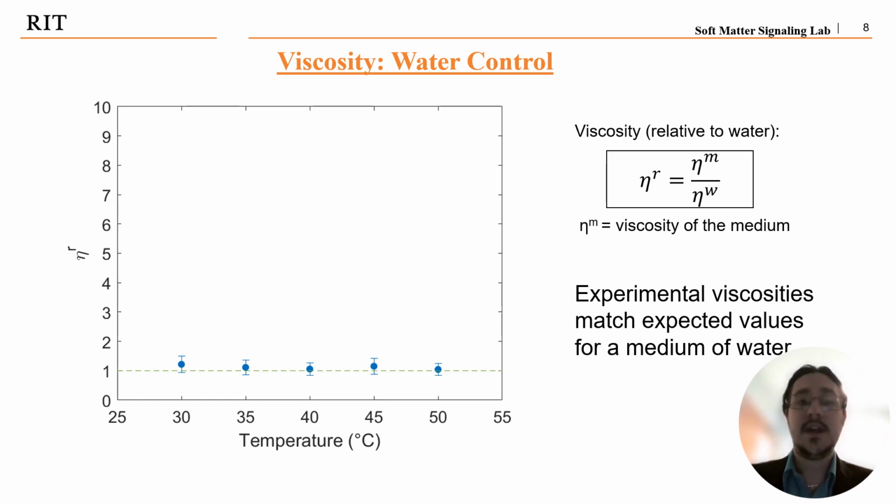Lastly, we can measure a relative viscosity as a comparison between the viscosity of our medium and the viscosity of water. In this case, our medium is water, so the viscosity of water divided by the viscosity of water should give us 1. Our experimental values are in agreement with that.